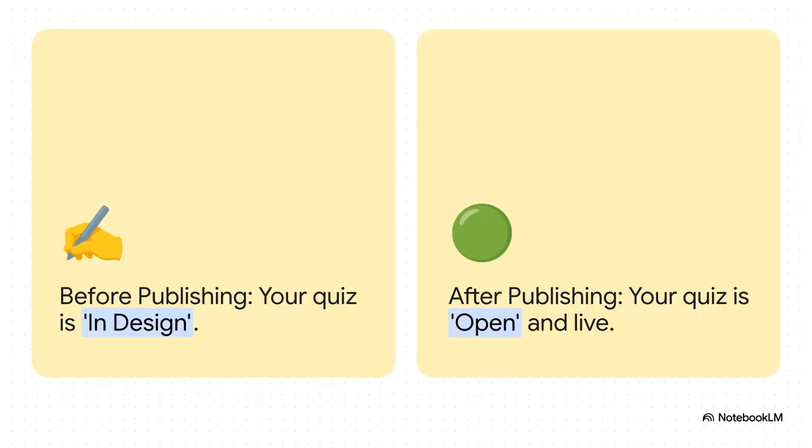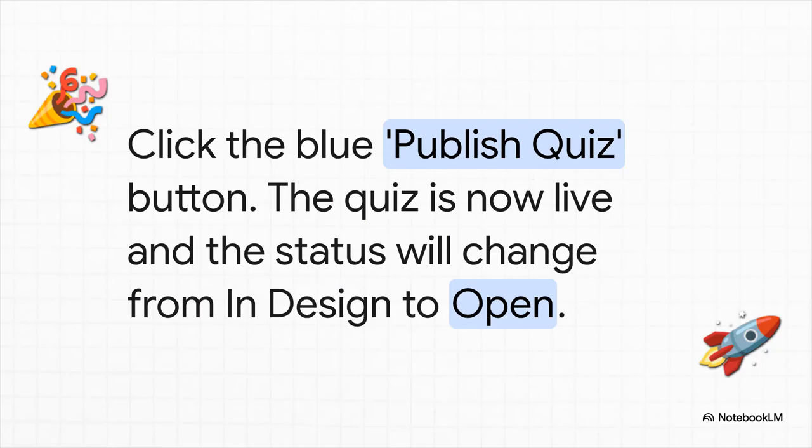So before you publish, your quiz has the status In Design. It's basically just a private draft. But the moment you publish, that status flips to Open. And that means it is live, it's active, and it is ready for an audience. And making it happen is as simple as clicking that blue Publish Quiz button. The instant you click it, the status changes, and you'll have a shareable link ready to send out to everyone.